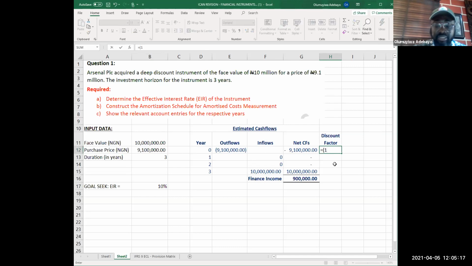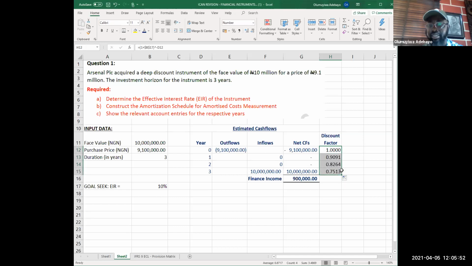Now, what is my discount factor? If my discount rate is 10%, it will be 1 plus this 10% raised to power 1. Remember, raised to power n. Now, the n here is minus n. And I'll show you the formula again. What is my n here? It is 0 for year 1. And I can put it to 4 decimal places. And because I've locked it, I can bring it down for the rest 3 years. And these are my discount factors. I can put it in red.